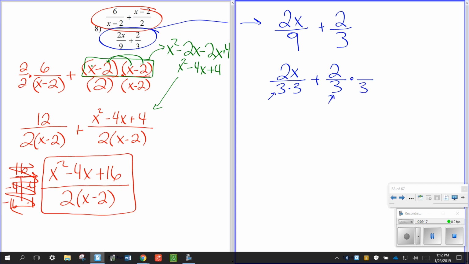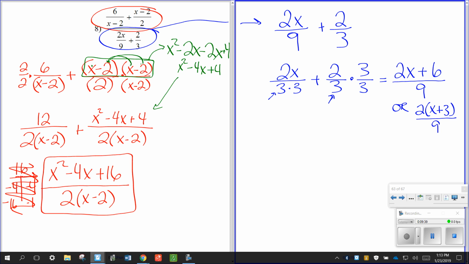So we multiply by 3 over 3. And you're like, duh, Mr. Hines, I knew that. Okay, so then we have 2x plus 2 times 3, that's 6 over 9. Or, I'm going to factor the numerator, 2 times x plus 3 over 9.